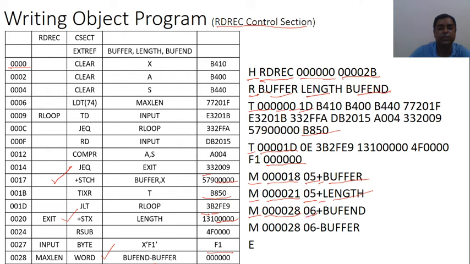6 half bytes. And what we have to do? We have to add the value of BUFEND, and now add this address only. M 000028 06 half bytes, and I have to subtract the value of BUFFER, and then we have to write the end record as only E, because this is not the main program, this is only a control section. It can be called by any main program, or you can say any program.